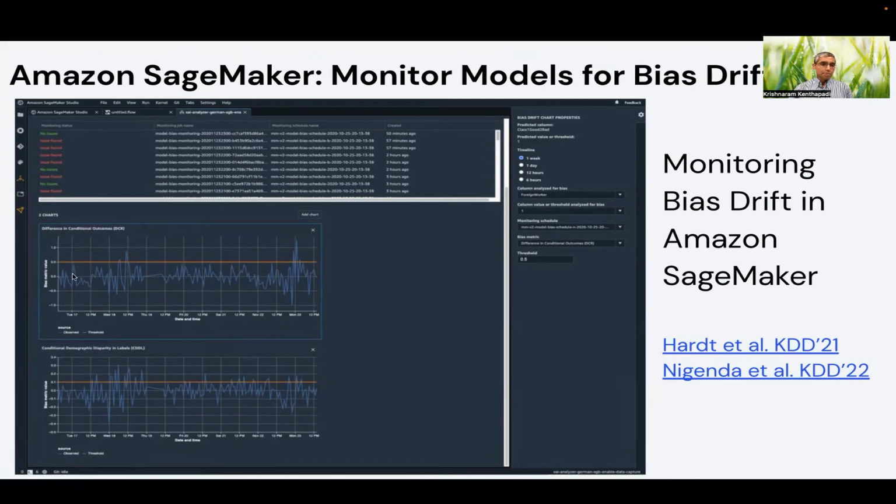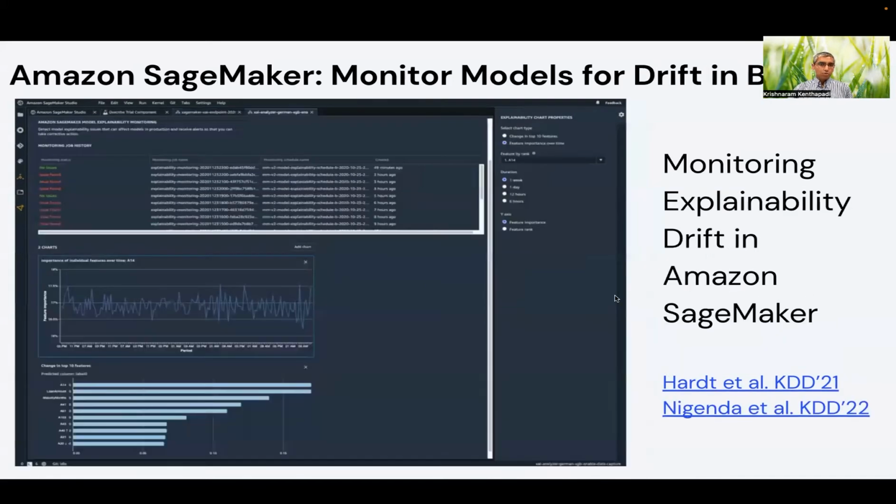And whenever the observed bias measure exceeds the threshold in a statistically significant manner, the model developer can choose to get alerted so that they can then decide whether any intervention is needed and any corrective action needs to be applied. So this is done as part of Amazon SageMaker Clarify and SageMaker Model Monitor. If you're interested in details, please refer to our papers which appeared in KDD 2021 and 2022 for details.